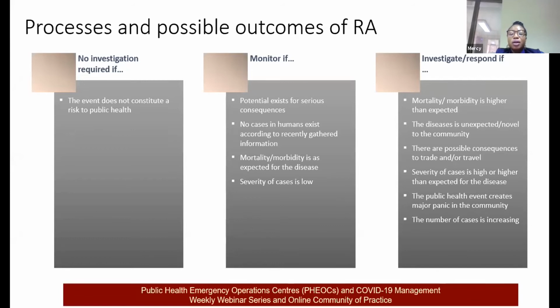You monitor if it has a health risk, or has a potential of causing a health challenge or health risk to the population. And also monitor if no cases in humans exist according to recently gathered information, but there's a potential for more cases to be reported in the future. And also if the morbidity of the disease or of the known causative agent is expected.